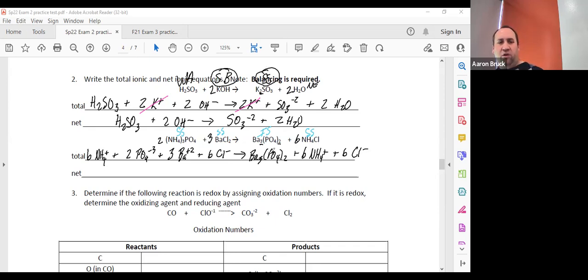To turn the total into a net, we need to cross out all the common factors. The 6 ammoniums cancel. The 6 chlorides cancel. All that is left are the phosphate ions reacting with the barium ions to make barium phosphate.